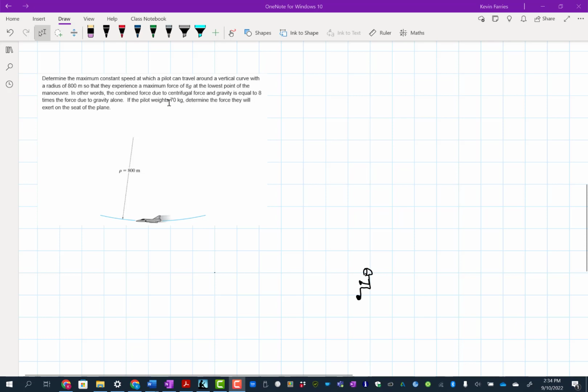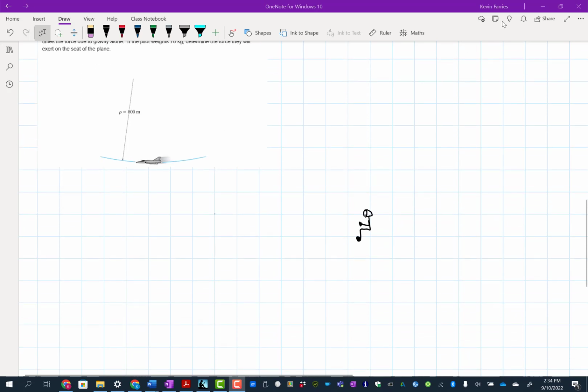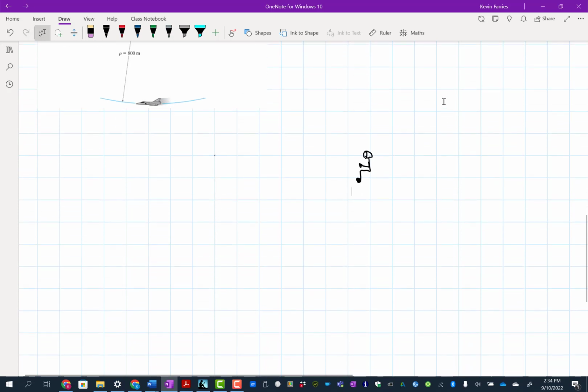And then the pilot weighs 70 kilos, but we don't actually need to know the weight of the pilot to figure this out, because centrifugal force is proportional to mass, and so is the force due to gravity. But let's just do a free body diagram of the little pilot. So this is the pilot sitting in their aeroplane there. And so they are going to have some center of mass somewhere. And the forces are going to go through that center of mass, wherever it happens to be.